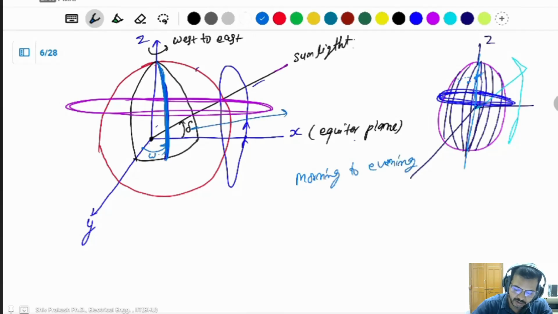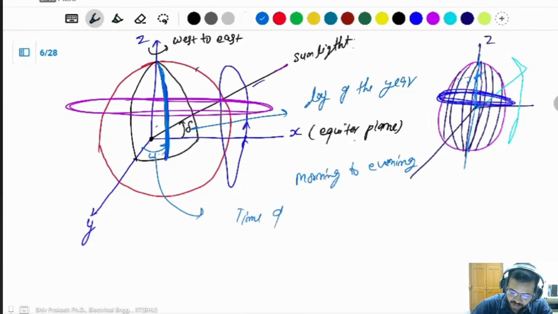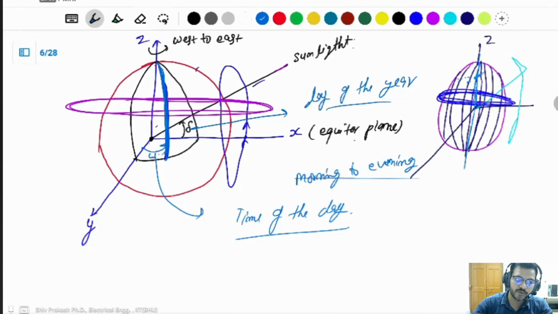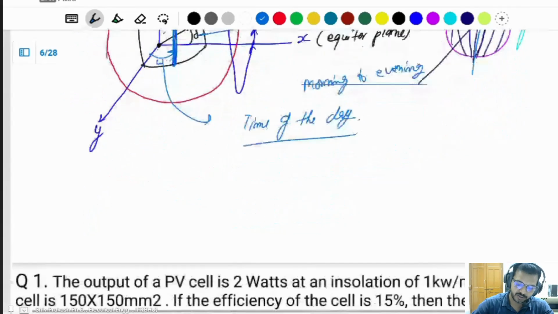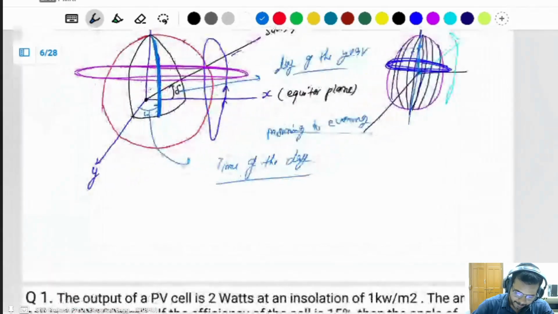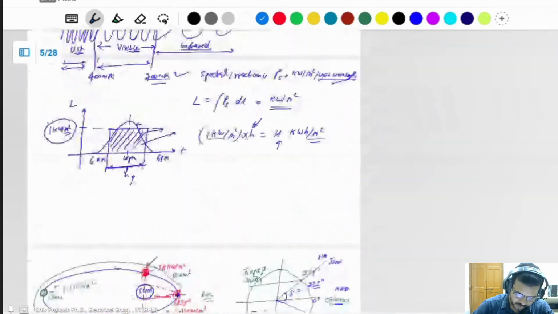And this angle is known as the declination angle. The declination angle varies with the day of the year. The watt hour angle is known by the time of the day. From this you can see at which time and on which day it will be the maximum, and like that you can calculate from this.